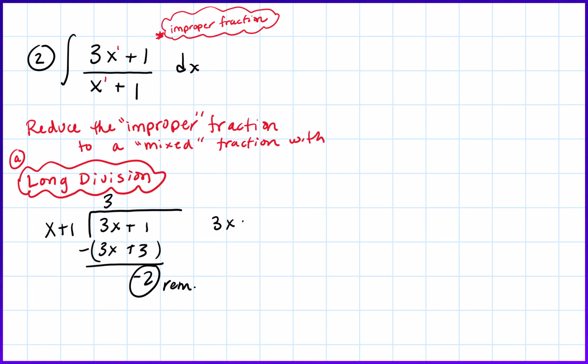So what we do is we take our improper fraction, 3x plus 1 over x plus 1, and we rewrite it as 3 minus 2 over x plus 1. We take the remainder and put it over the divisor there. So this integral could actually become the integral of 3 minus 2 over x plus 1.